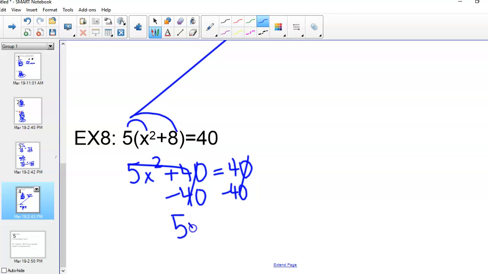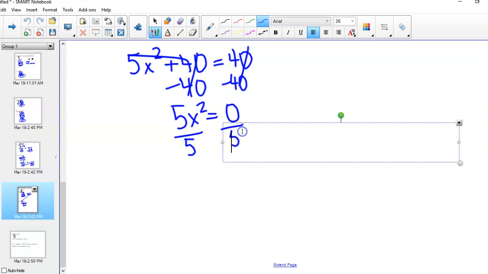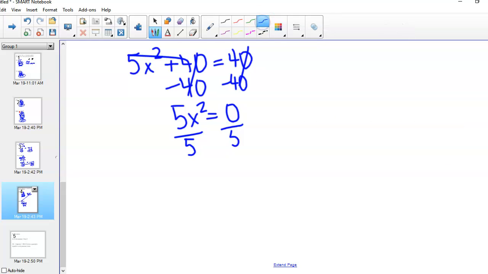Now, a lot of students will put that this is no real solution, but that is not correct. When this cancels, 40 minus 40 is 0, so we have to put a 0 here. So now we can divide both sides by 5, and 0 divided by 5 is going to be 0, so x squared equals 0. And we will square root both sides. And so when we square root both sides, we get x equals plus or minus 0.